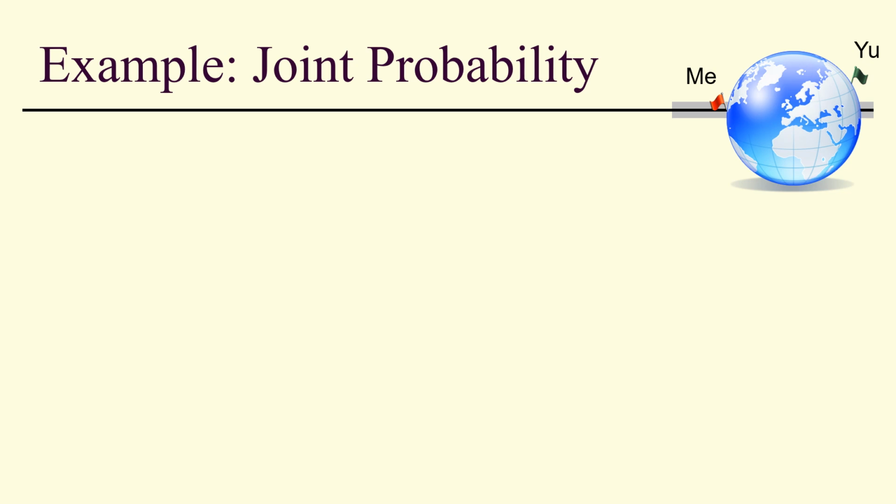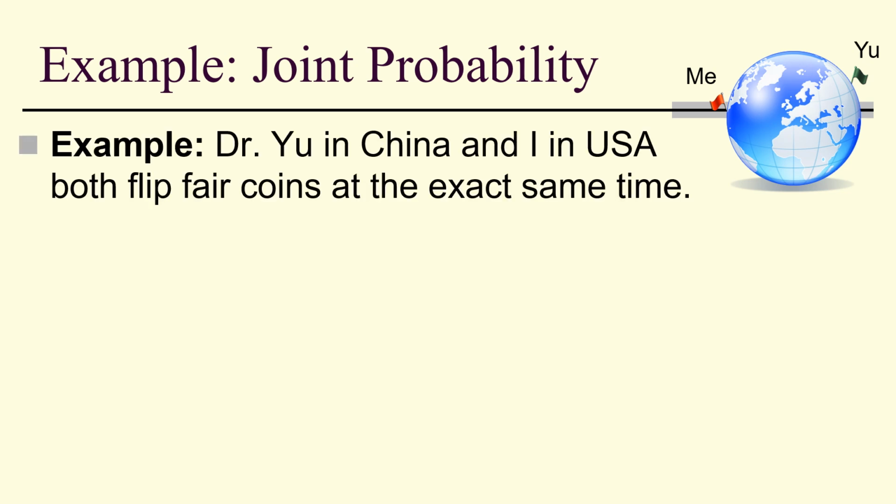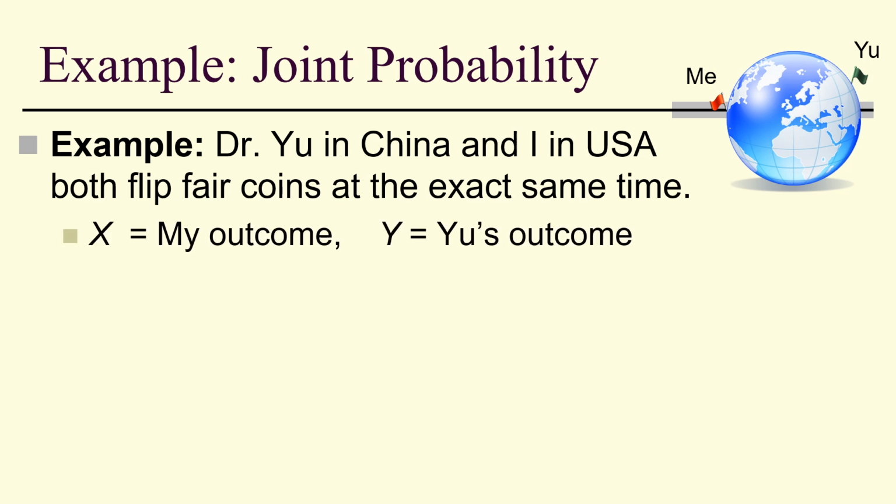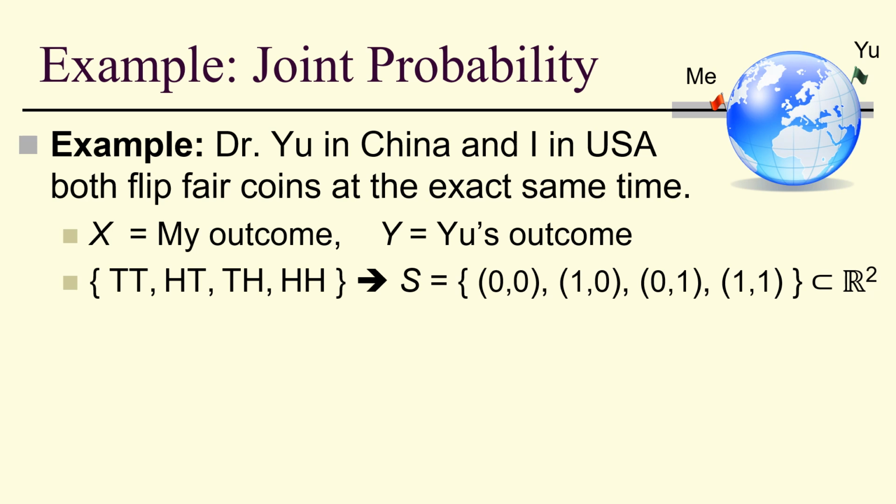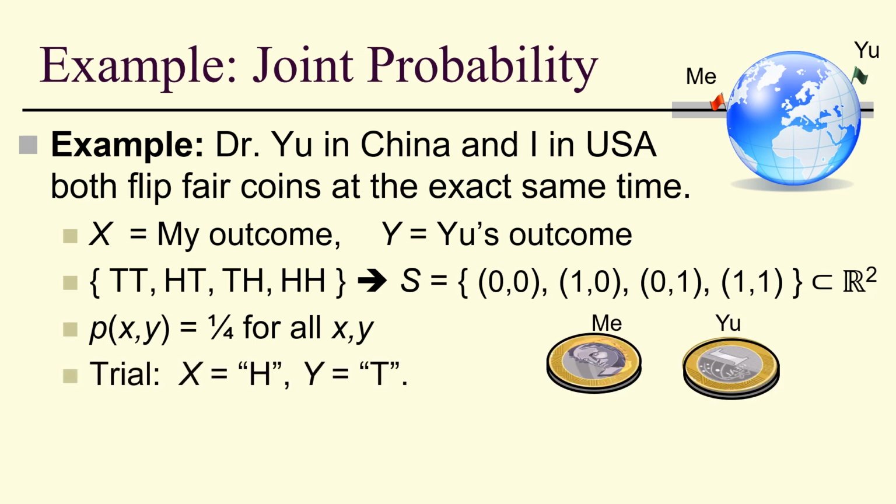For example, joint probability. Dr. Yu in China and I in the USA both flip fair coins at the exact same time. Capital X is my outcome, capital Y is Yu's outcome. Could be tails, tails; heads, tails; tails, heads; or heads, heads. In other words, our sample space, tagged by pairs in R2, is (0,0), (1,0), (0,1), (1,1), with zeros for tails and ones for heads. Each of these is equally likely, so probability of 1/4 for each. So my joint probability distribution is actually a constant function equal to 1/4 for all x, y.